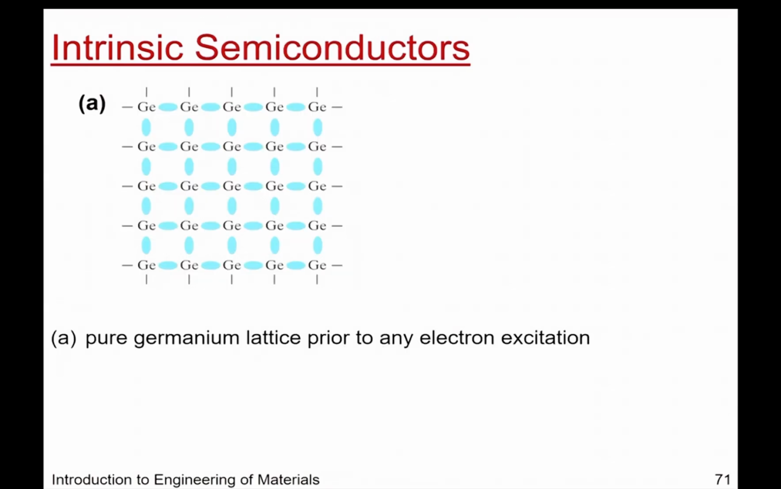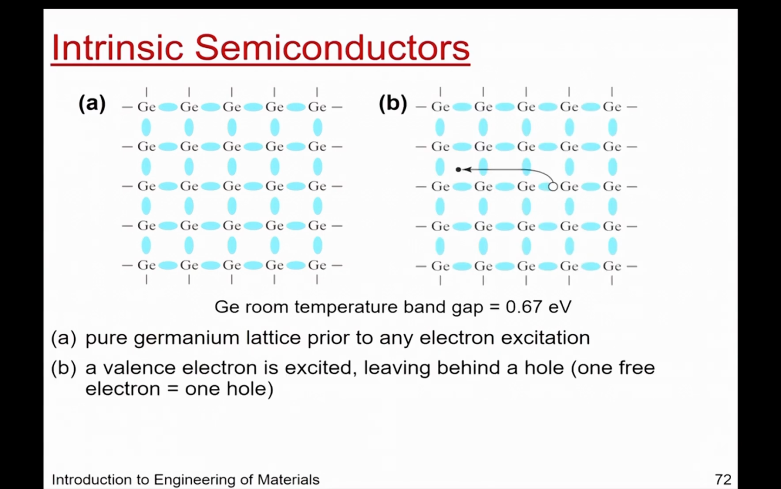Okay, so a classic example would be silicon, germanium as well. So here's the lattice for pure germanium. You have all the germanium atoms, and they're bonded in some way by these blue bonds that are here. And then if there's some excitation, let's say there's just thermal excitation, right? There's a little bit of heat, even at room temperature. There's going to be some electron.